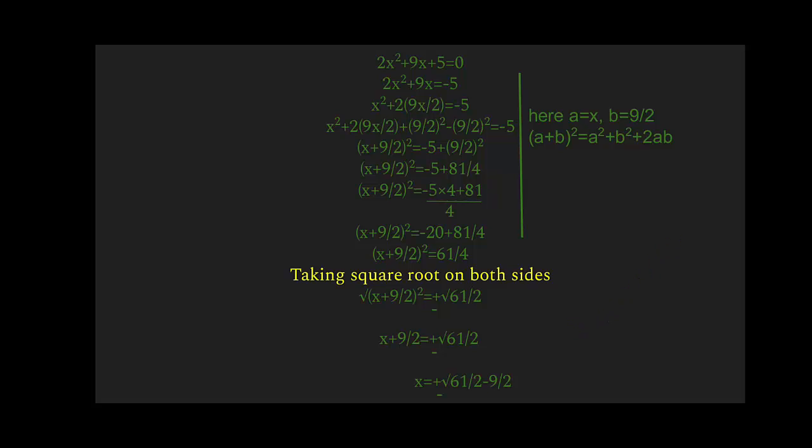So if you take square root, the 2 and the square will get cancelled. So you will get x plus 9 by 2 equal to plus minus root 61 divided by 2, because root 4 is 2. So we can take out this 2 outside the root, but 61 is not a perfect square, so it will remain inside the root. So plus minus root 61 divided by 2. So from here you can find out x is equal to plus minus root 61 divided by 2 minus 9 by 2, you send it this side, minus 9 by 2. So this is another method to find the roots of a quadratic equation.